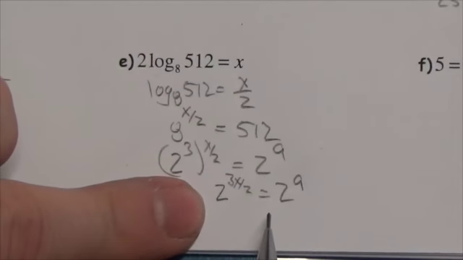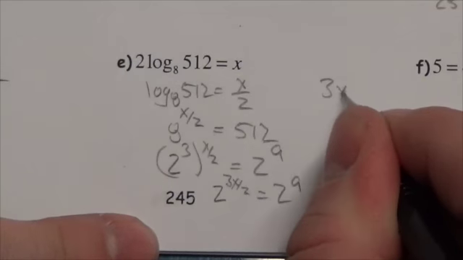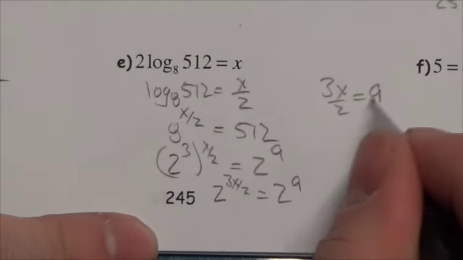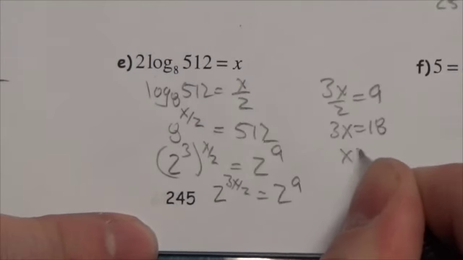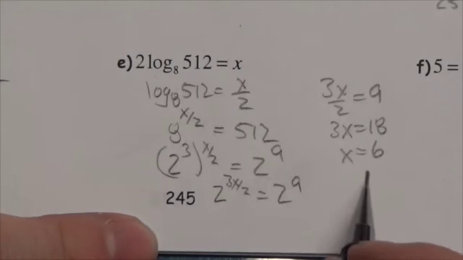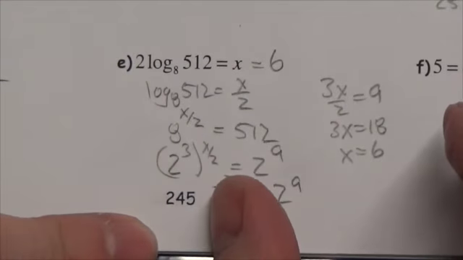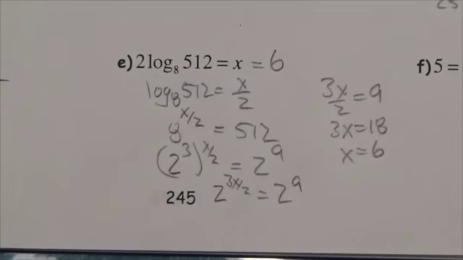So powers are the same, bases are the same, so the exponents must be the same. So now I can multiply that over. 2 times 9 is going to be 18. And when you divide by 3, we get 6. Now it took us a little while here, but there we go. So we know that the value of x here must be 6. Okay, so 2 times the log base 8 of 512 must be 6.